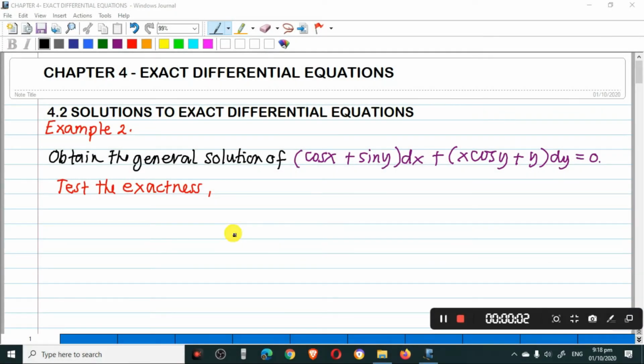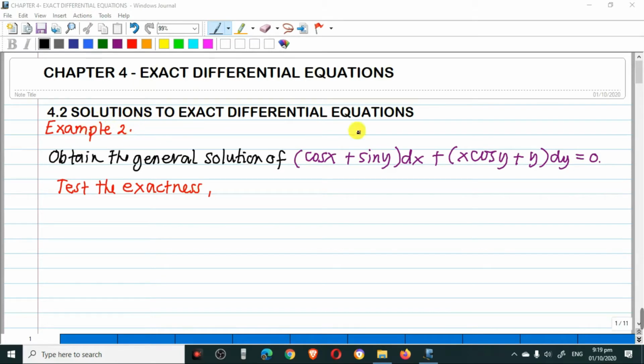Good day, everyone. Let us continue discussing the exact differential equation. Let us go directly to our example number 2 in doing the solution to exact differential equation. So here we have obtained the general solution of this given differential equation.